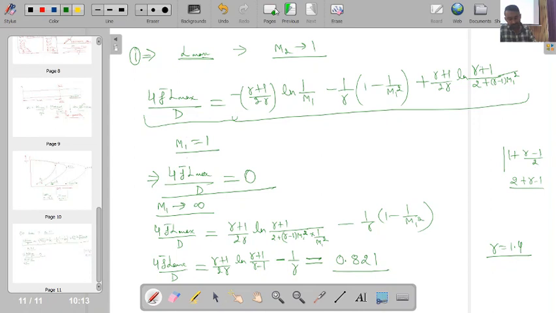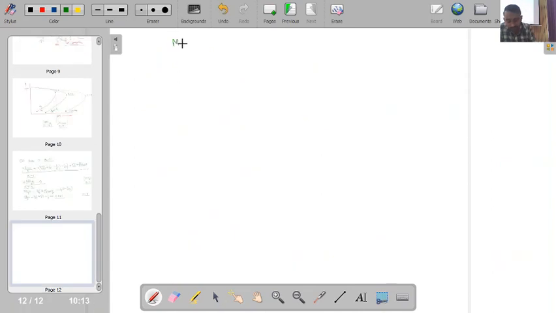Another important point is that when our Mach number M1 is very small, say in the range of 0.01 or whatever smaller values, corresponding to that I will be getting 4f bar L max by D as nothing but a very high value. Okay, you can try this. You substitute this value, you will find a very high number over here.